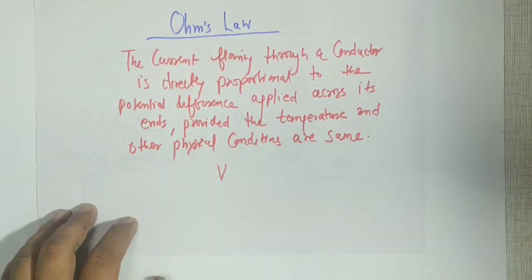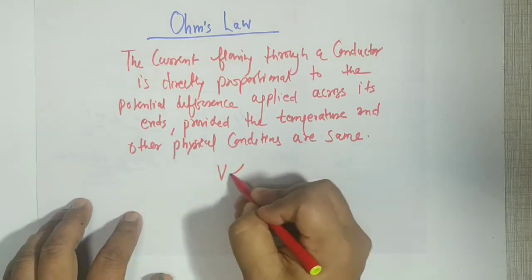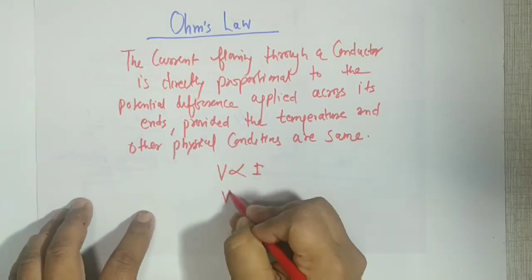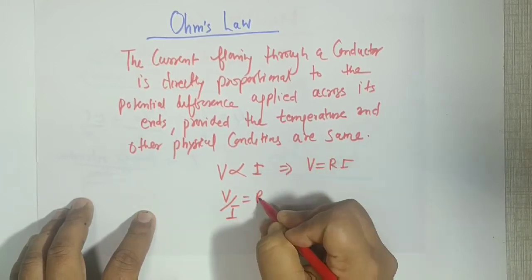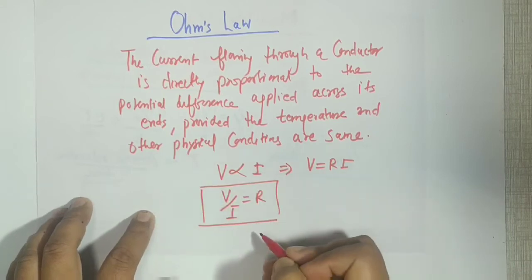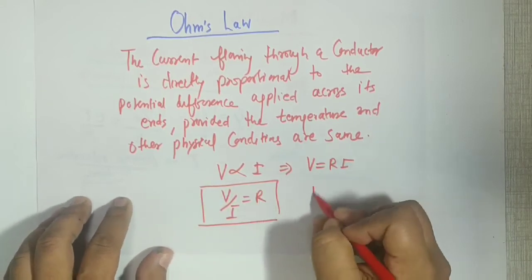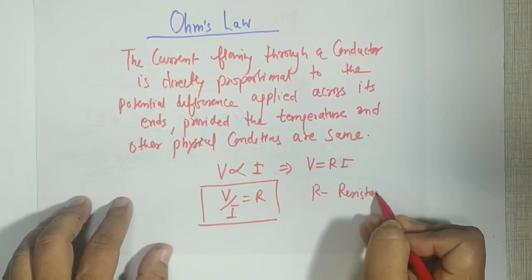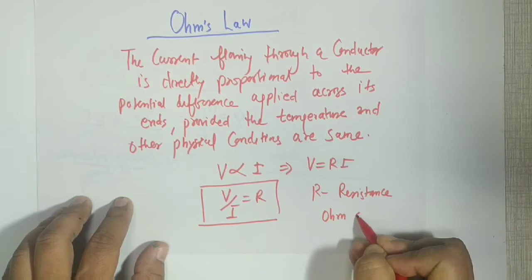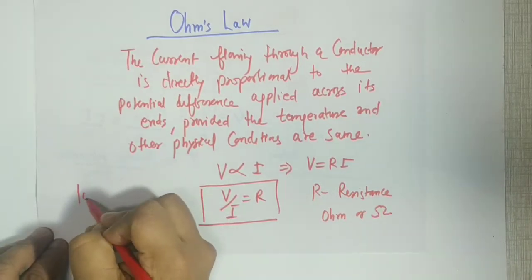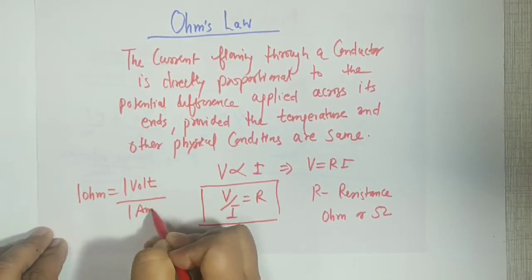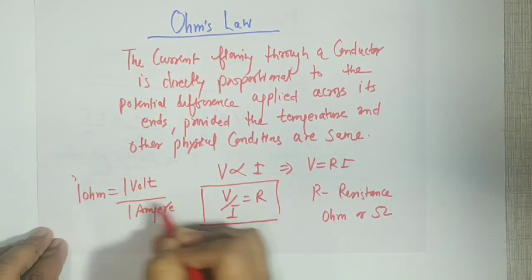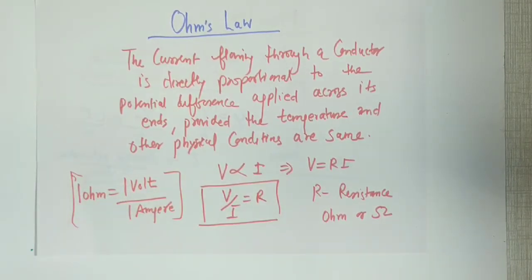So that means if I write V proportional to I, certainly the ratio of V and I is constant, that is R. That means V is equal to IR. So that is Ohm's law. This is how we define it. And what is R? R is resistance, and all of you know resistance is measured in ohm, denoted by this sign. So 1 ohm is 1 volt by 1 ampere. So we can define 1 ohm by 1 volt by 1 ampere.